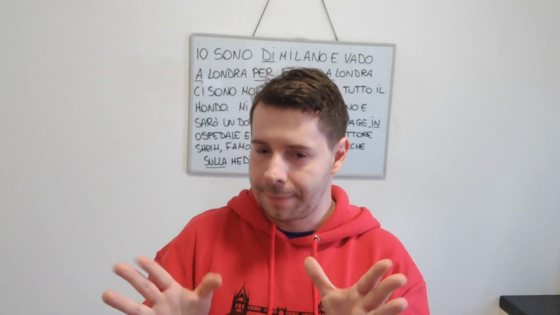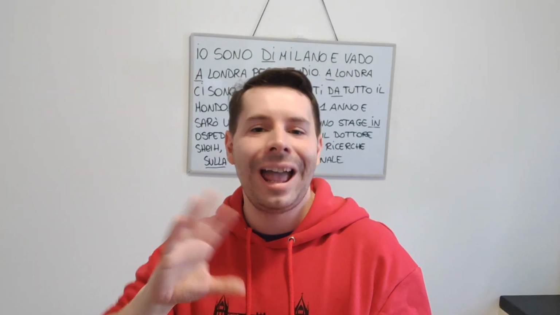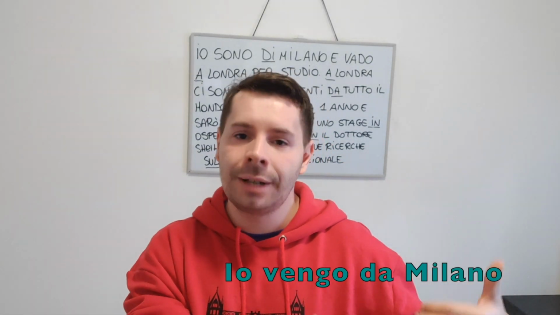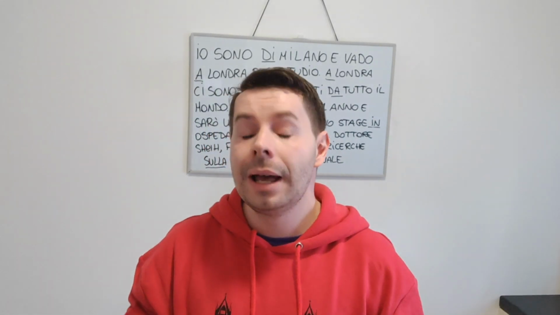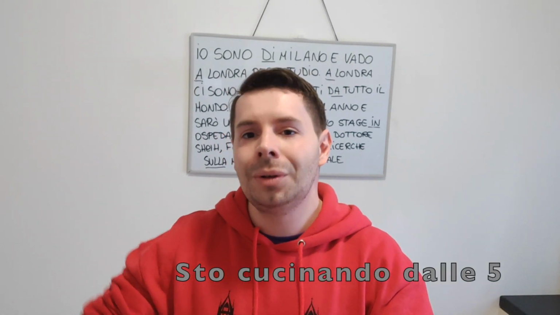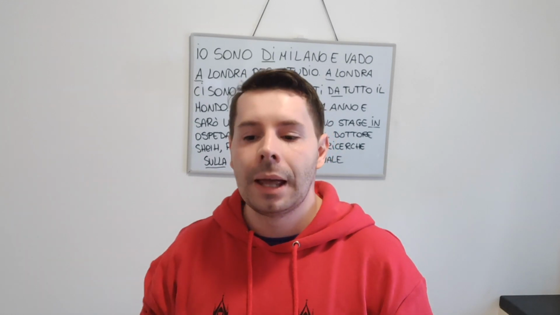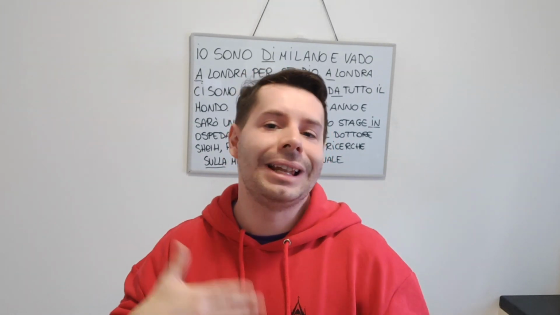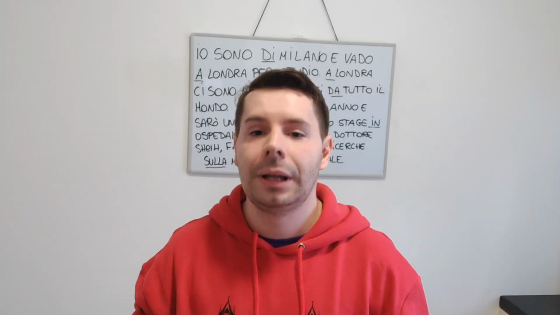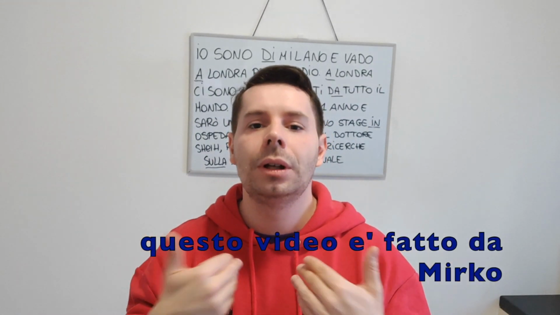So the preposition da. Da, if you want to translate it in English, you can say from and since. So it's going to indicate the region. So for example, I can say io vengo da Milano. Okay? But it can also indicate the starting point in time. So for example, sto cucinando dalle 5. Another use of da, but we are going to see later, is when you're going to create passive sentences. So for example, questo video è fatto da Mirko.